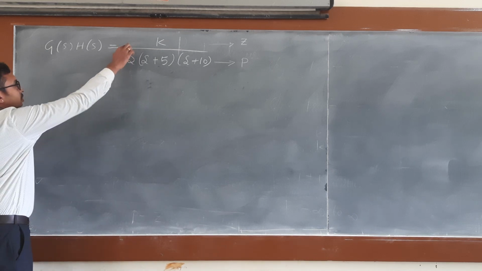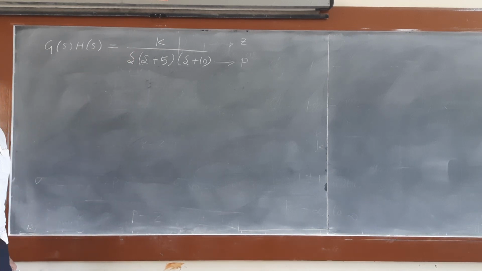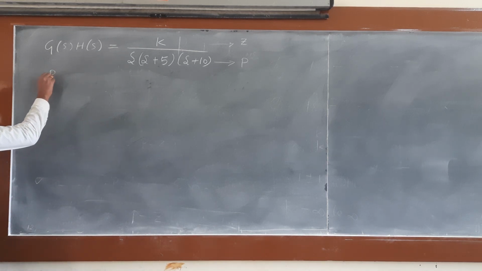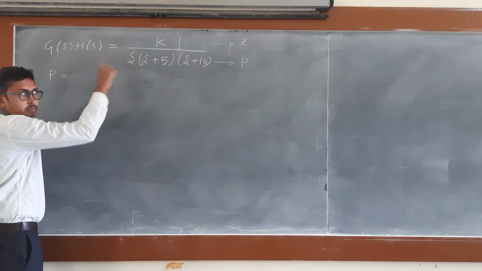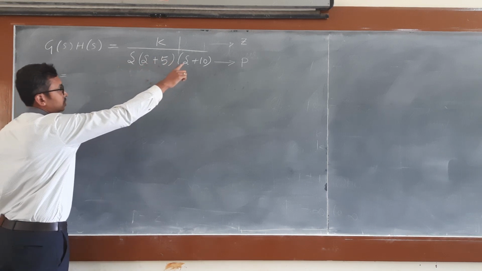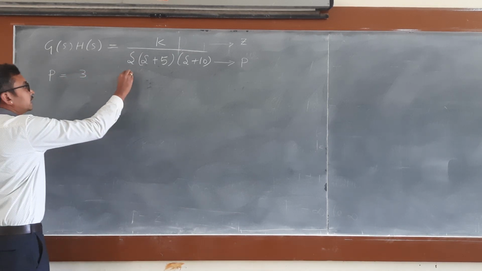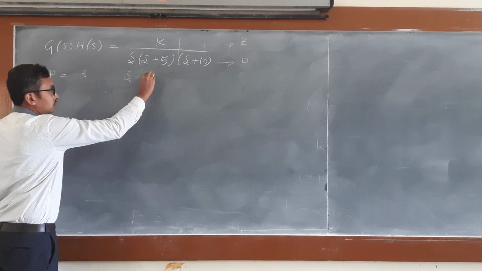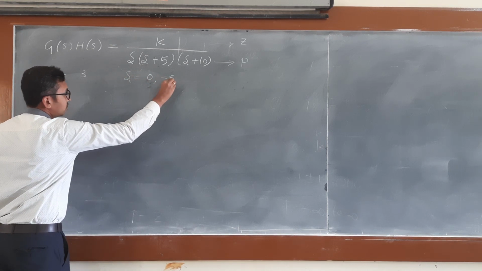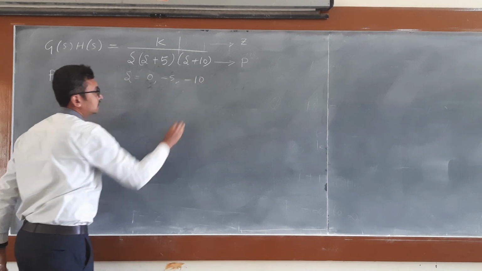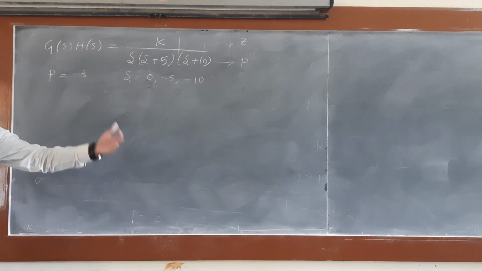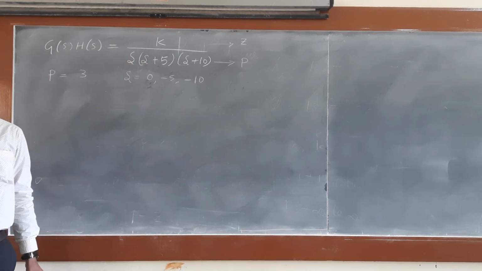So from this G(s)H(s), we need to know how many poles are there. S term is 1, another s term, another s term. How many poles are there? There are 3 poles. What are the roots of these poles? s is equal to 0, comma minus 5, comma minus 10. So these are the roots of these poles.